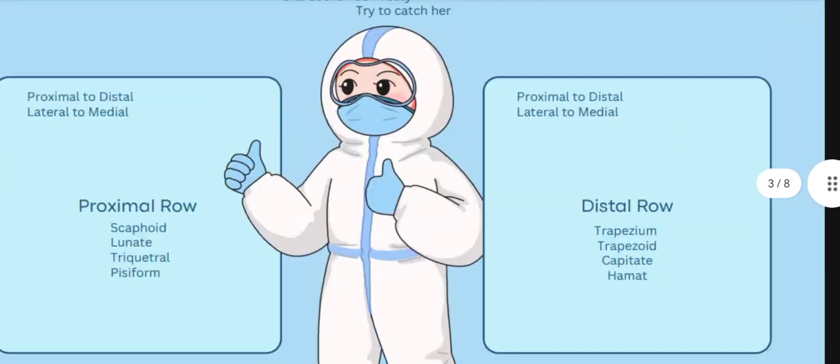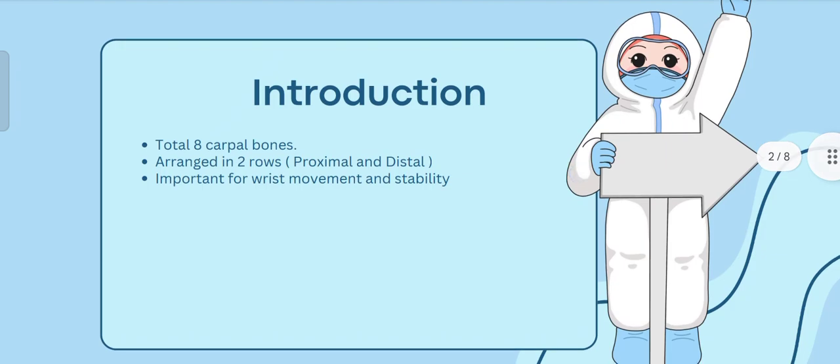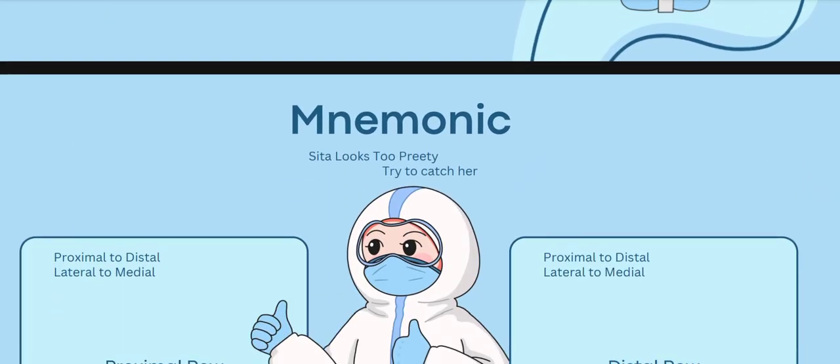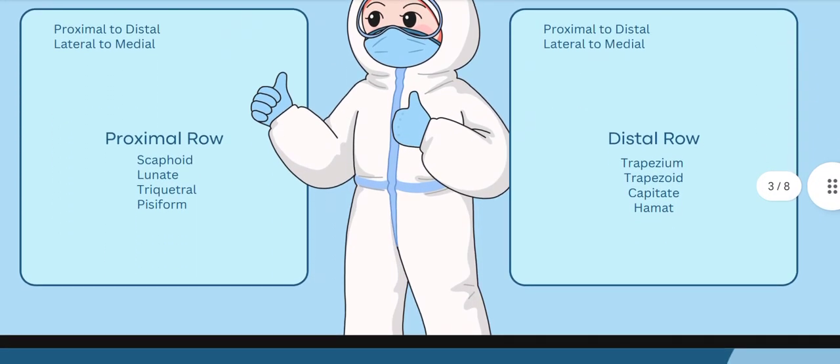So if we remember one more time, there are 8 carpal bones arranged in 2 rows, and it is very important for wrist movement and stability. In the 2 rows, one row is proximal and one row is distal. We have a mnemonic also: Sita looks too pretty, try to catch her. Then the names in the proximal row: scaphoid, lunate, triquetral, pisiform, and in the distal row: trapezium, trapezoid, capitate, and hamate.